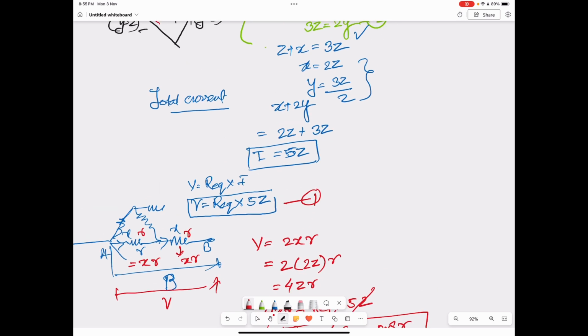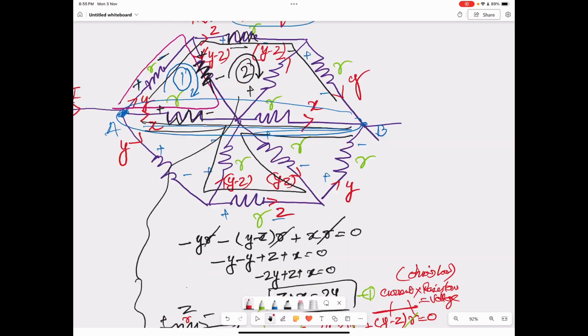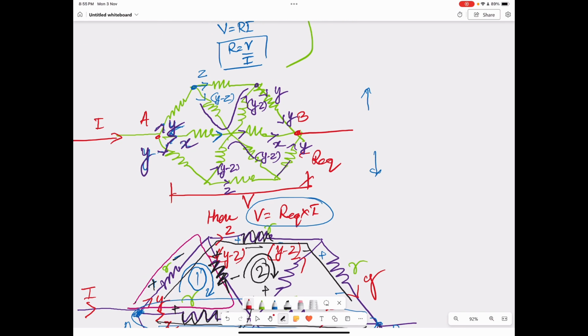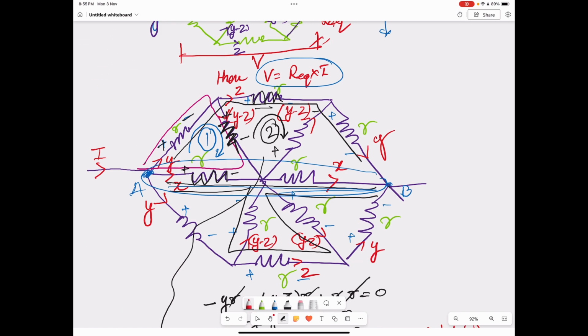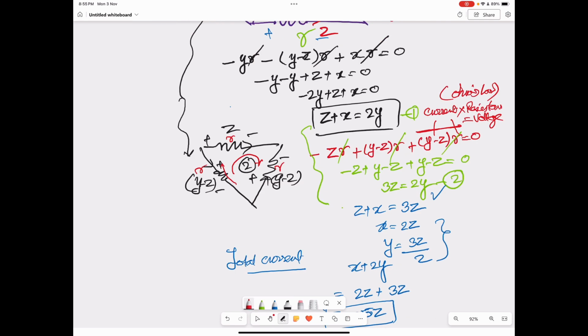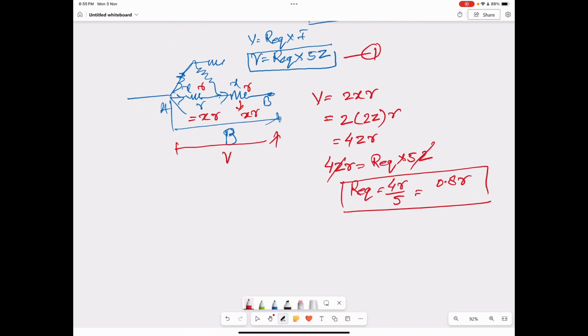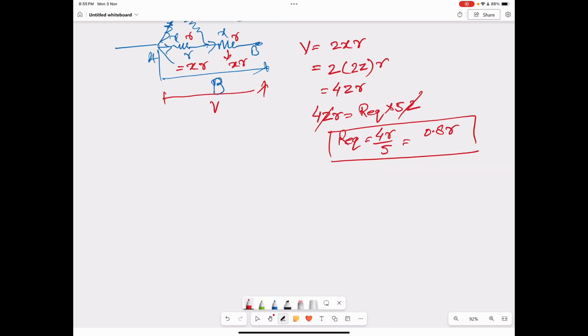So for this combination, the equivalent resistance appears to be very tough, but by using the simple rules, if you practice them, it will not be very difficult or time-consuming to find out the equivalent resistance, which is 0.8R.